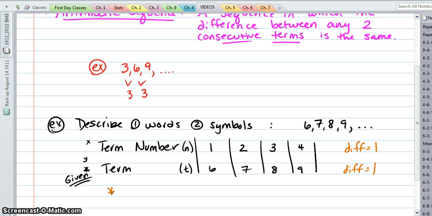Let's write that out because we need to describe this in words. The terms, and again I'm talking about right here, the terms, not the term number, have a common difference of 1.